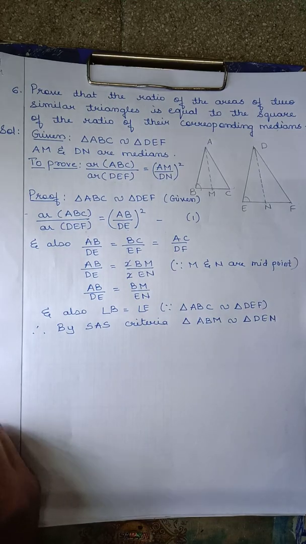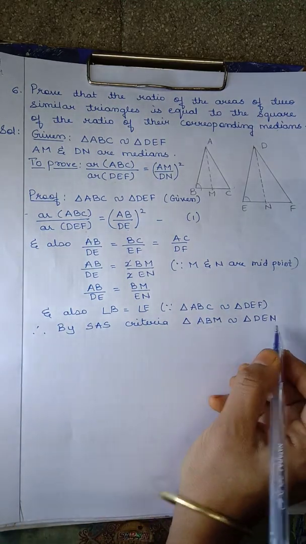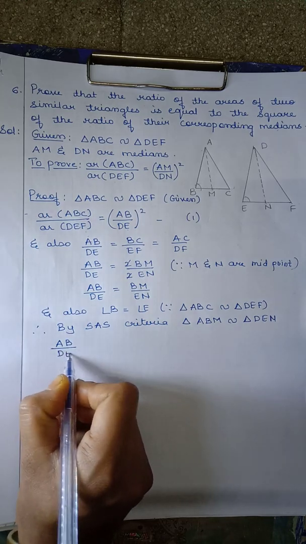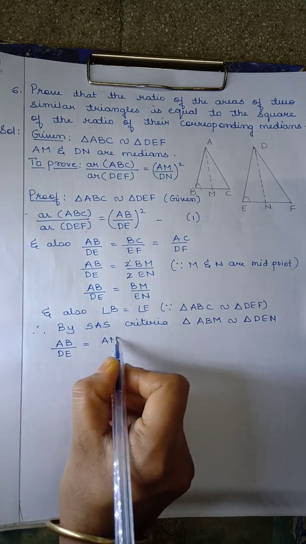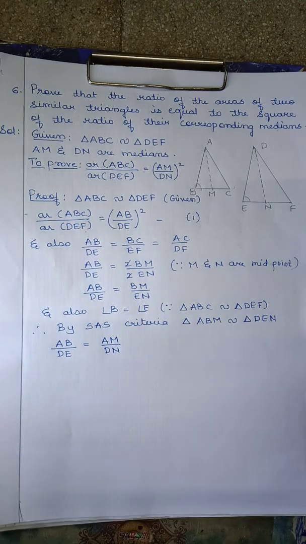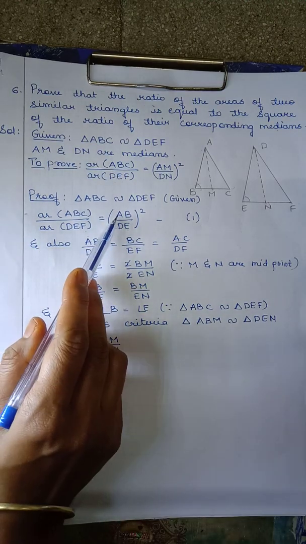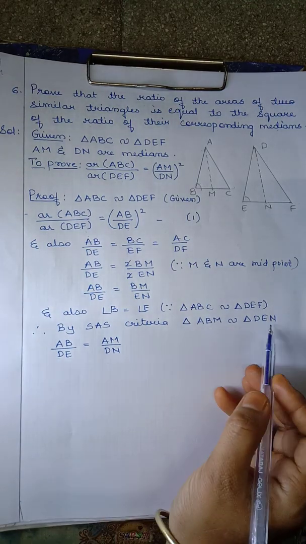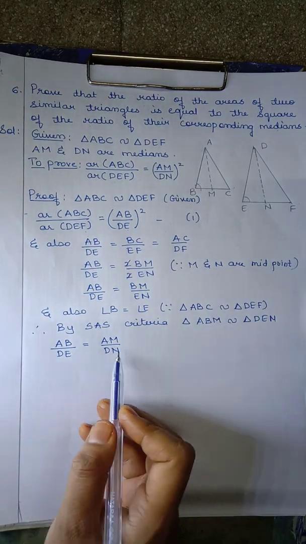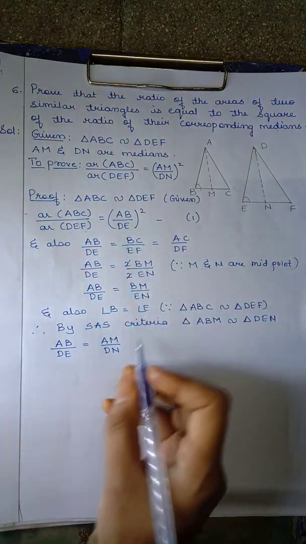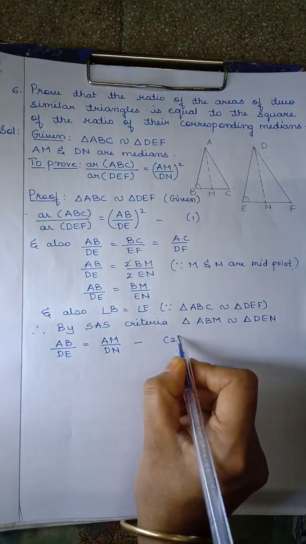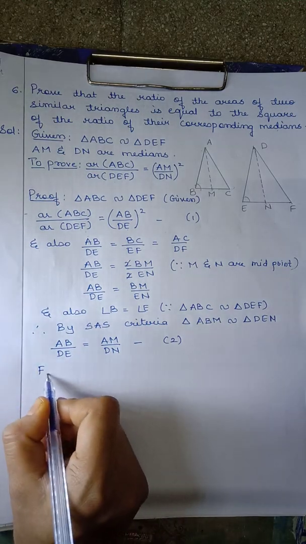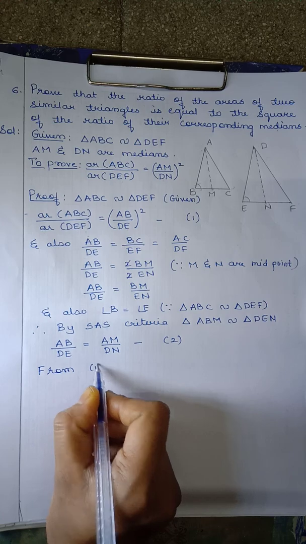Okay. Now, when these two triangles are similar, the ratio of their sides will also be equal. So we will take AB by DE is equal to AM by DN. Only these two we will take. Okay, because we require to substitute AM by DN in place of AB by DE. Okay, so we have proved these two triangles similar so that we can write this ratio and substitute. Okay, so write this as equation 2.